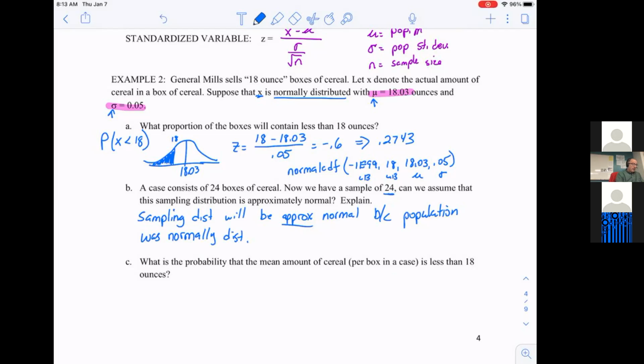So, what is the probability that the mean amount of cereal per box in the case is less than 18? Now what we're going to do is work with the average weight of all boxes in that case. So now we're working with that sampling distribution instead.